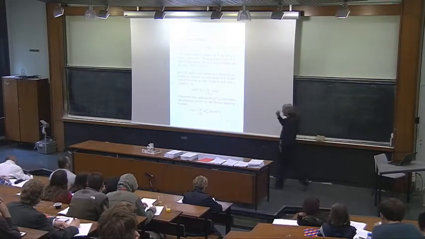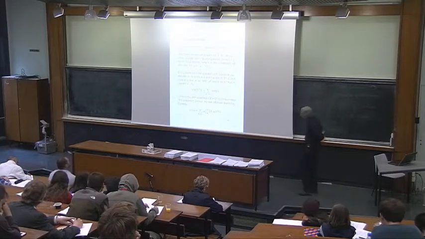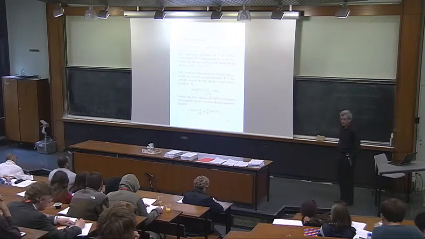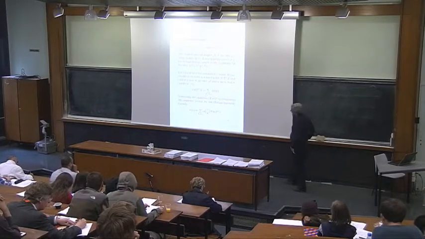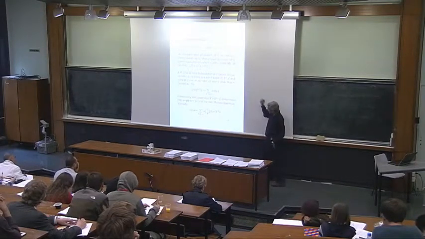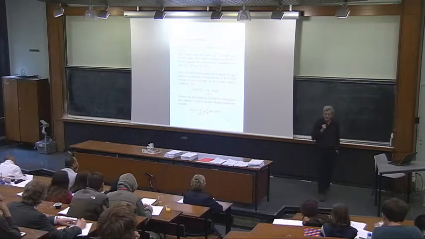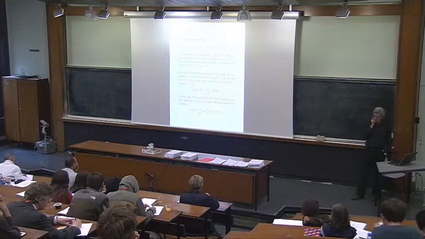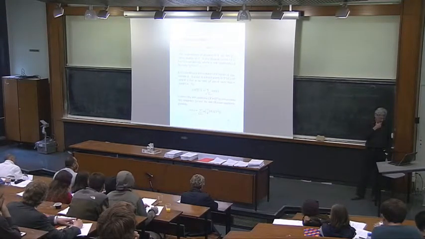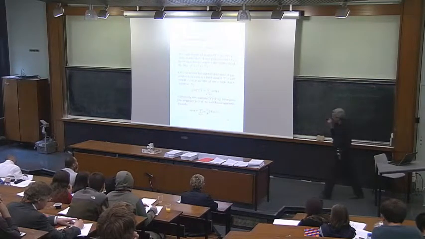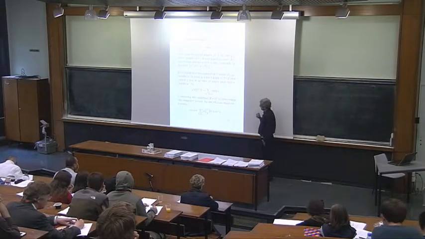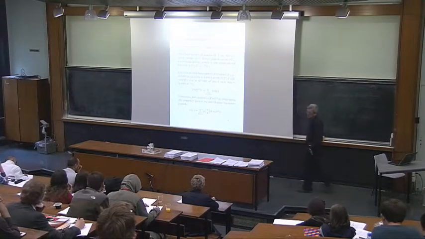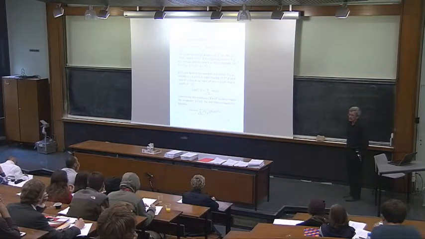Well, let pi of k denote the number of orbits of cardinality k. Now, a point is a fixed point of T to the n if and only if it lies in an orbit of size k such that k divides n. So the number of fixed points of T to the n is just the sum over k of the number of points of least period k, which is the sum over k of k times the number of orbits of size k such that k divides n.